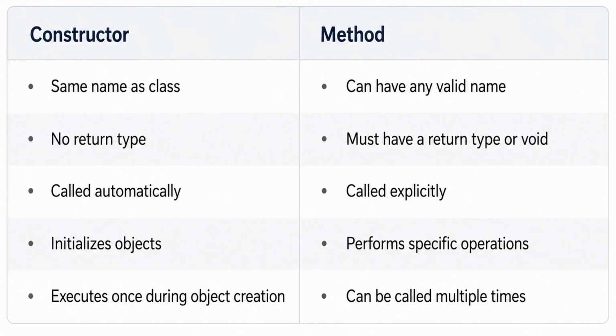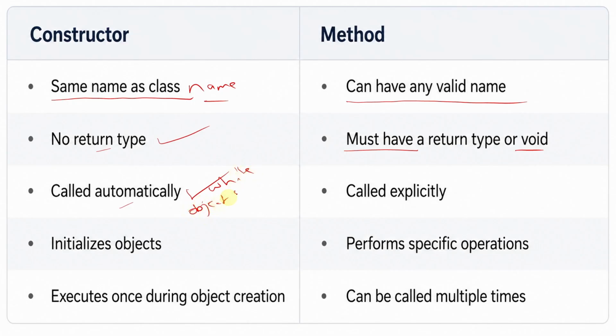Now what is the difference between a constructor and a normal method? Because a constructor is also a type of method, right? So the difference comes from here. A constructor has the same name as the class name, whereas a method can have any valid name. In a constructor there is no return type, and a method must have a return type. It can also be void, but in a constructor, no void, no return type. A constructor is called automatically during object creation, whereas a method is called explicitly; we need to call it ourselves based on our requirement, our need, our use.